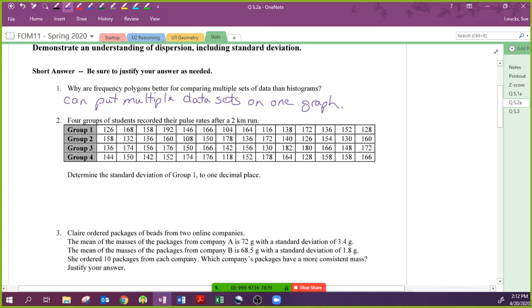4 groups of students recorded their pulse rates after a 2-kilometer run. Determine the standard deviation of group 1. For this, you just do it on your calculator, and you're going to get that the standard deviation equals 23.4. Now, a lot of people got 24.3, which is the S value. So that's actually wrong. You need to make sure that you're getting the sigma off of your calculator. Is there anybody who still needs help figuring out how to use their calculator to do this?